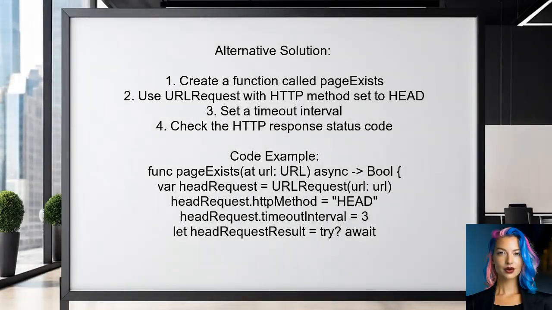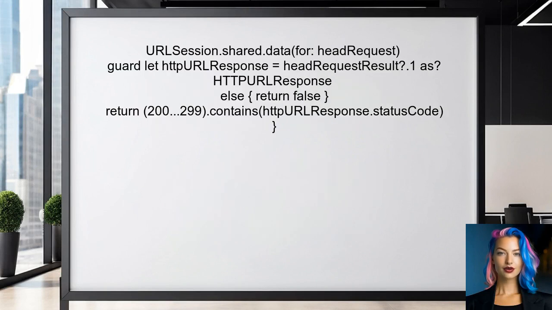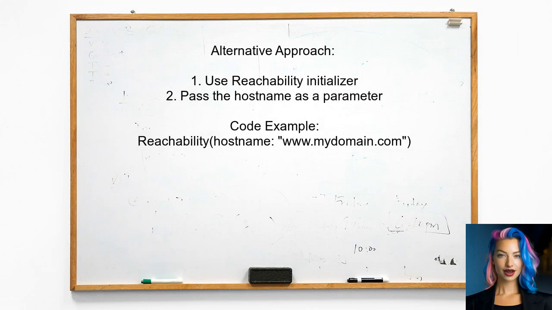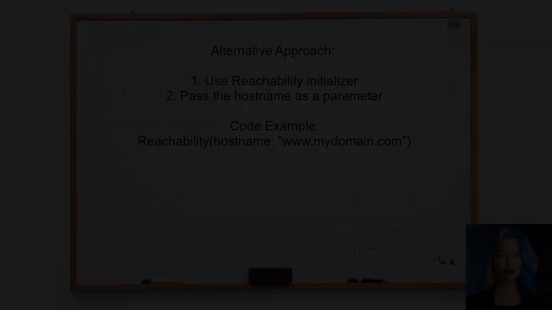An alternative solution provided by a user involves creating a function to check if a web page exists. This function sends a head request to the specified URL, which is a lightweight way to check for reachability without downloading the entire page. Now, let's see a response from a different user. An alternative approach provided by another user suggests using the reachability initializer with a hostname parameter. You can check the reachability of a specific website by initializing reachability with the desired hostname.